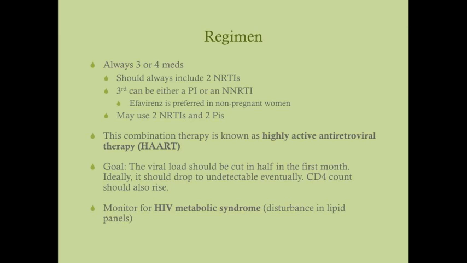So if they started out with a viral load of 75,000, they should be below 37,500 after 1 month, after 30 days. Ideally, though, it should at some point drop to undetectable levels. And at the same time, the CD4 count will also rise. You can see how these 2 things play right into one another, because when the viruses reproduce and go out into the blood, they destroy a CD4 cell. So if you're slowing down the production of the HIV virus, you're going to increase your CD4 count just because fewer CD4 cells are being destroyed.